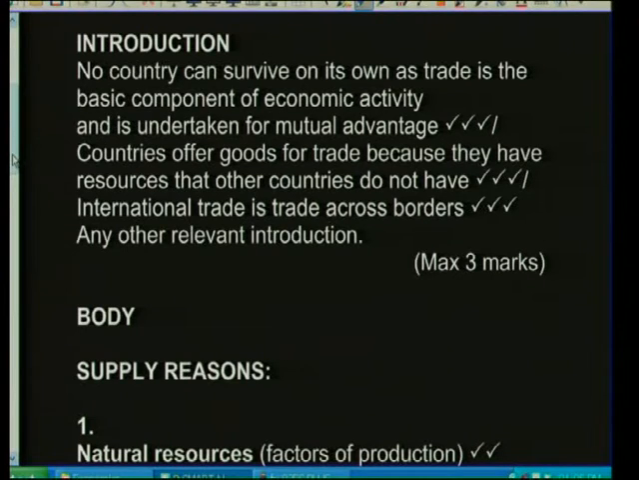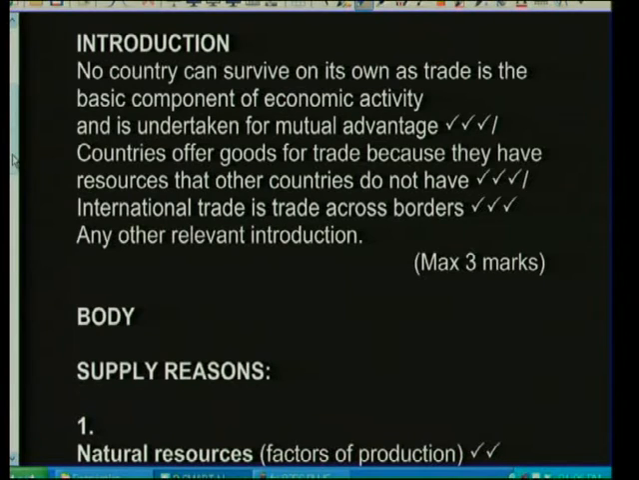Please do not write in your introduction, I am going to write about the following. The same goes for your conclusion. Do not write, I have just discussed, because we know that that is exactly what you did or what you are going to do. The introduction here: no country can survive on its own, as trade is the basic component of economic activity and is undertaken for mutual advantage. So in this case, we indicate that international trade takes place to the advantage of everyone involved.